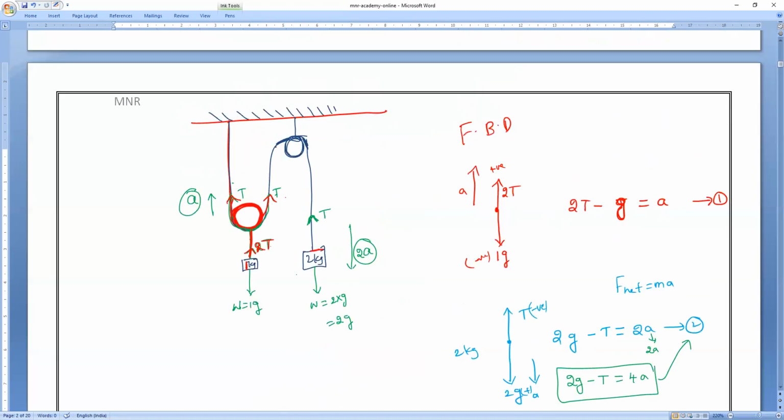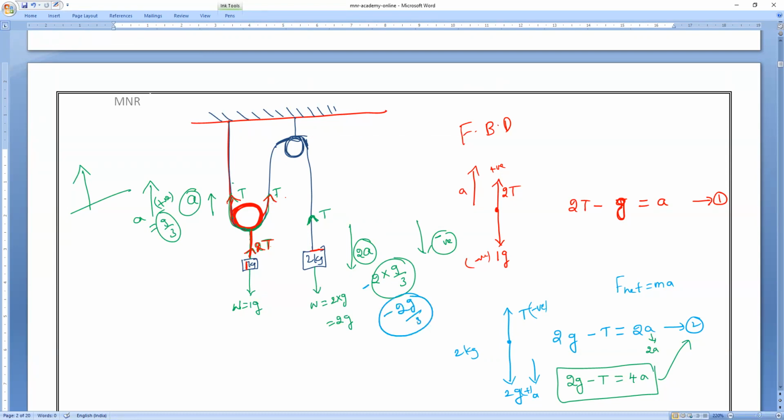Okay. Now, which is positive? As it is going up, above the surface, is it positive or negative? Above, so it is positive. So A equals G by 3. But here, the acceleration is not A, it is 2A. So 2 into A value, how much? G by 3. And it is downward. So is the acceleration negative or positive? Negative. So what is the acceleration of this body? Minus 2G by 3.